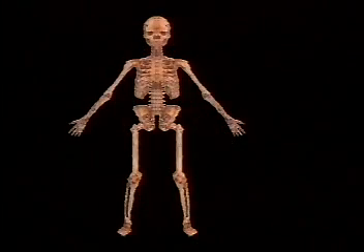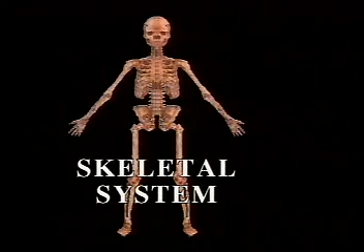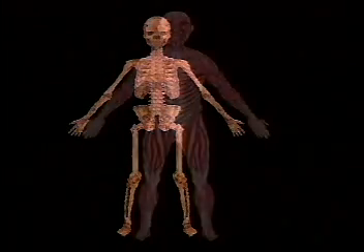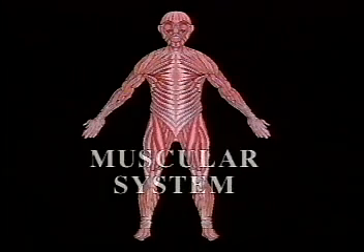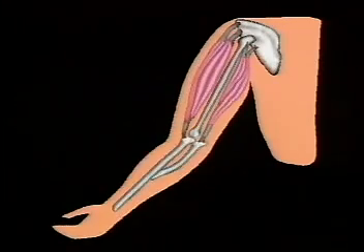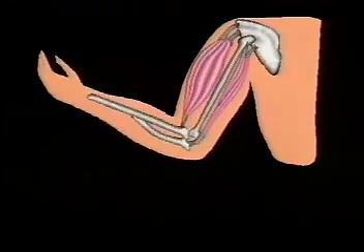The first is the skeletal system, which gives the body support and helps protect the delicate internal organs. Bones are the main organs of the skeletal system. The second is the muscular system, which allows the body to move. The muscles are the main organs of this organ system.